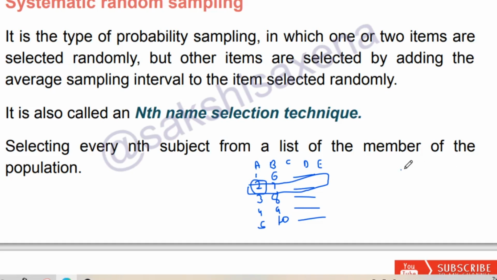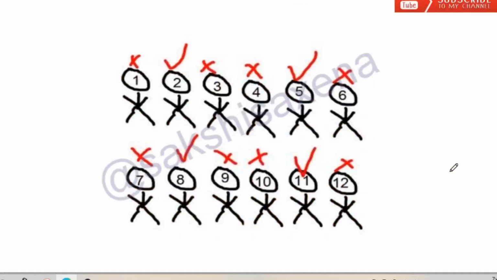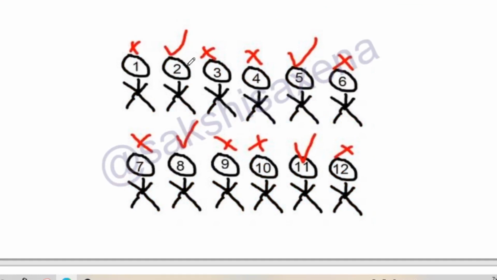And here we see that 7 minus 2 is equal to 5. That means there is a gap, a fixed interval between them, and that is of 5 units. And that means the interval is fixed. So in systematic random sampling, the interval is fixed, and we select the sample according to that. Here is a random. I have chosen 2, then after that the 5. Then there is an interval of 2 units, then 8, then 11, and so on.